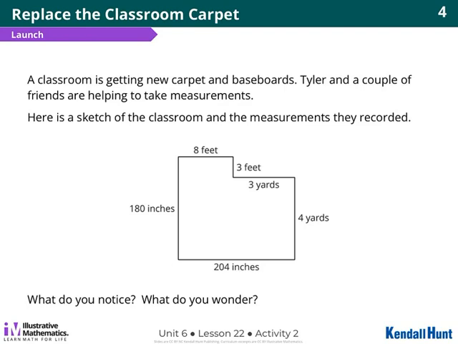Okay, so they're getting new carpet and baseboards. Tyler and a couple of friends are helping to take measurements. I don't know if the district will let you guys help, but maybe. Here is a sketch of the classroom and the measurements they recorded. So I see this part of the room is 8 feet. It's not a rectangular room, is it? I guess it could be like 8 feet, 3 feet. It could be, maybe they have a cabinet there. 3 yards, then 4 yards. 204 inches, 108 inches.